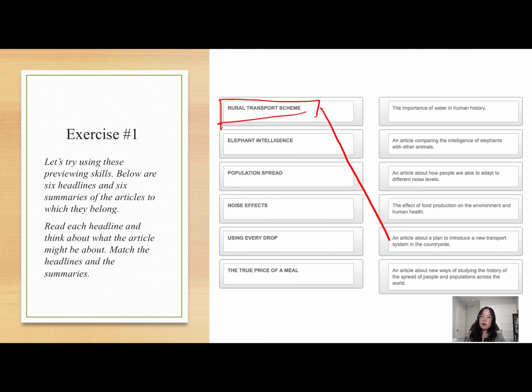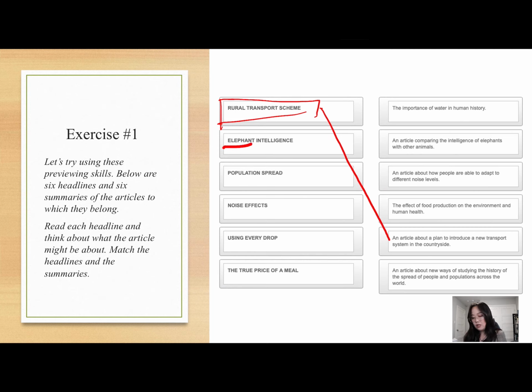So now please pause this video and take some time to look at these 5 headings, and match them with the summary. Okay, so hopefully you have enough time to read through those headings. So let's take a look at them together.